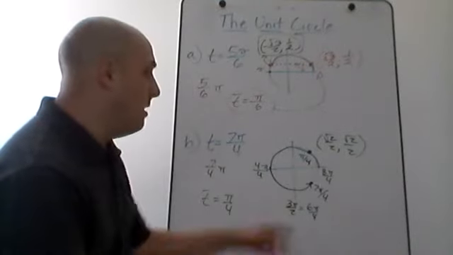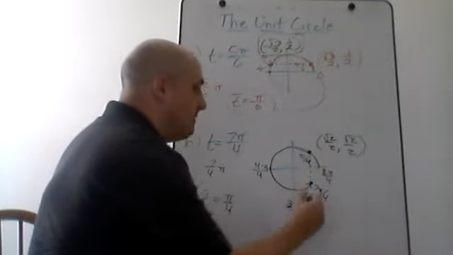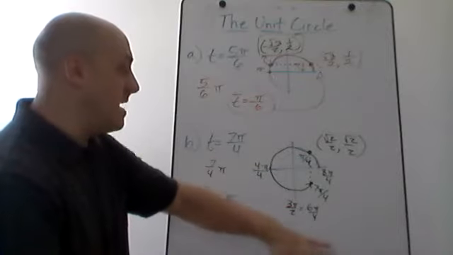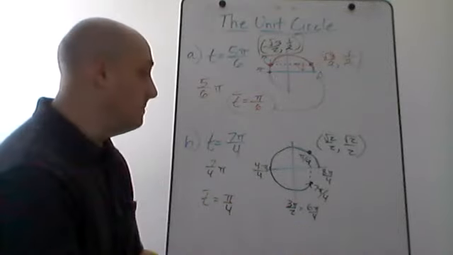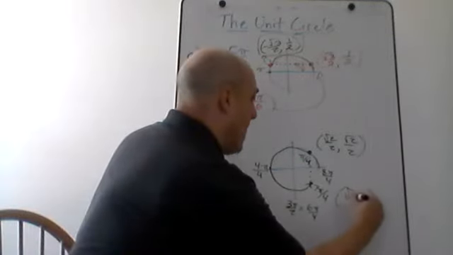And now I need to figure out, well, what's it going to be for 7 pi over 4? Well, to get from pi over 4 to 7 pi over 4, I'm just reflecting it over the x-axis down into the fourth quadrant. Right? In the fourth quadrant, I've got positive x values, but negative y values. Right? So it's going to be positive root 2 over 2.